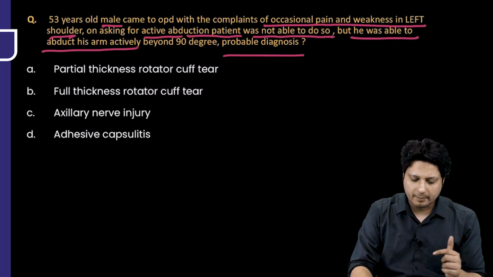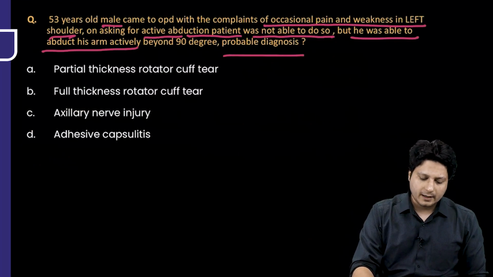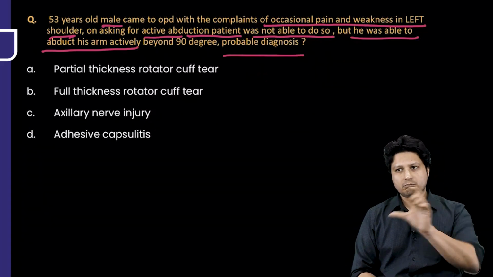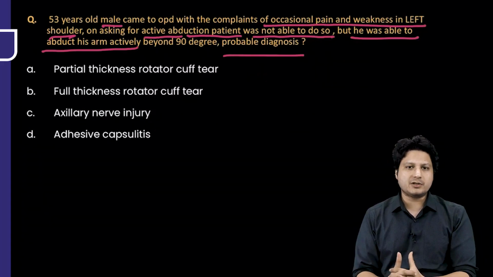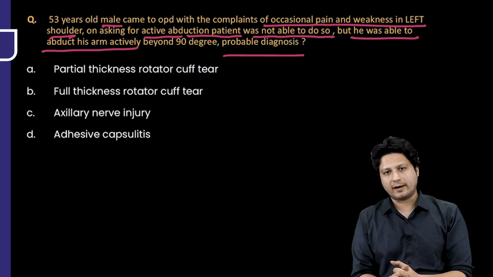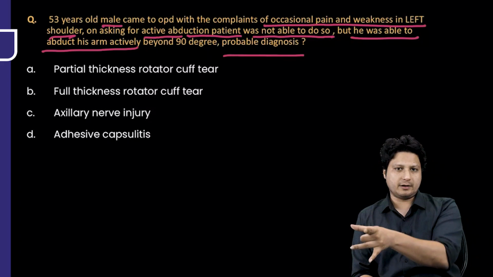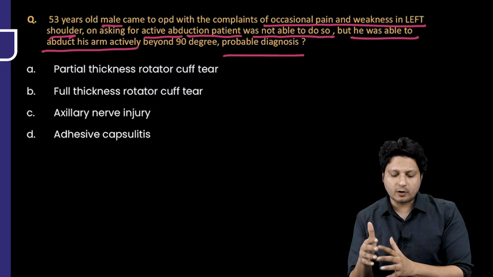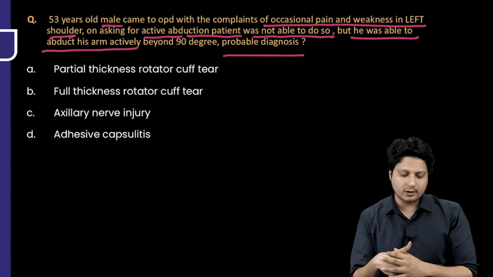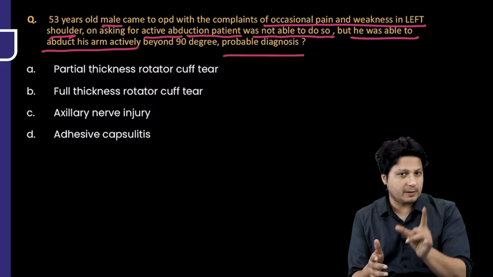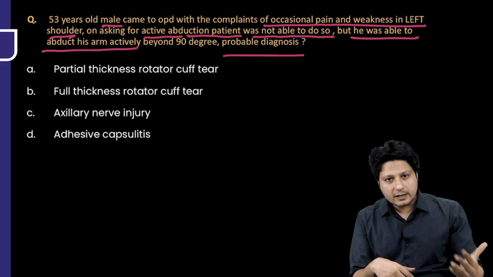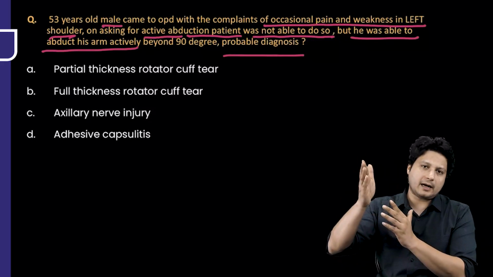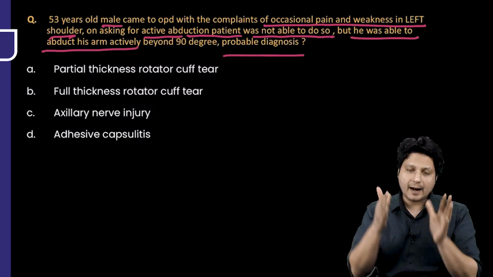Now, if you go back to the sample question which was being provided, like a 53-year-old male came to OPD. Such an elderly age, or a middle-aged individual, is provided because it is a result of a degenerative tear in the supraspinatus. Alright. So a 53-year-old male came with the complaint of occasional pain and weakness in the left shoulder. Asked for abduction, the patient was not able to do so, but he was able to bring it into abduction when his arm was passively lifted up to 90 degrees. This is what? This is abduction paradox.